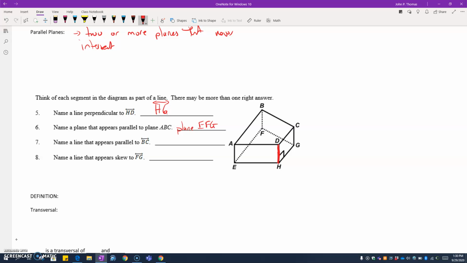All right, in 7 it says name a line that appears parallel to BC. So BC is over here across the top. Appears like the bottom edge of that side would also be, so GF.